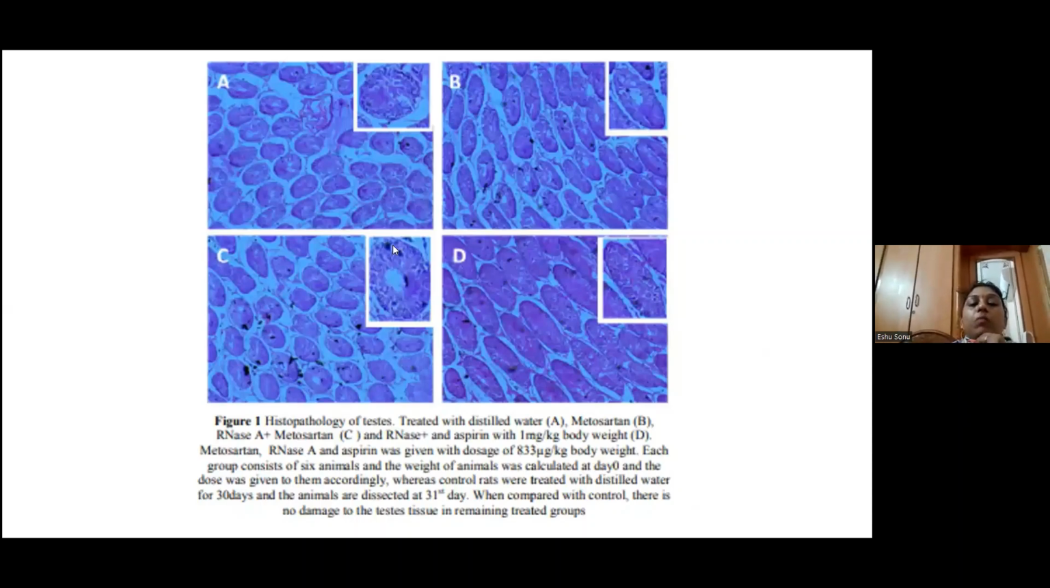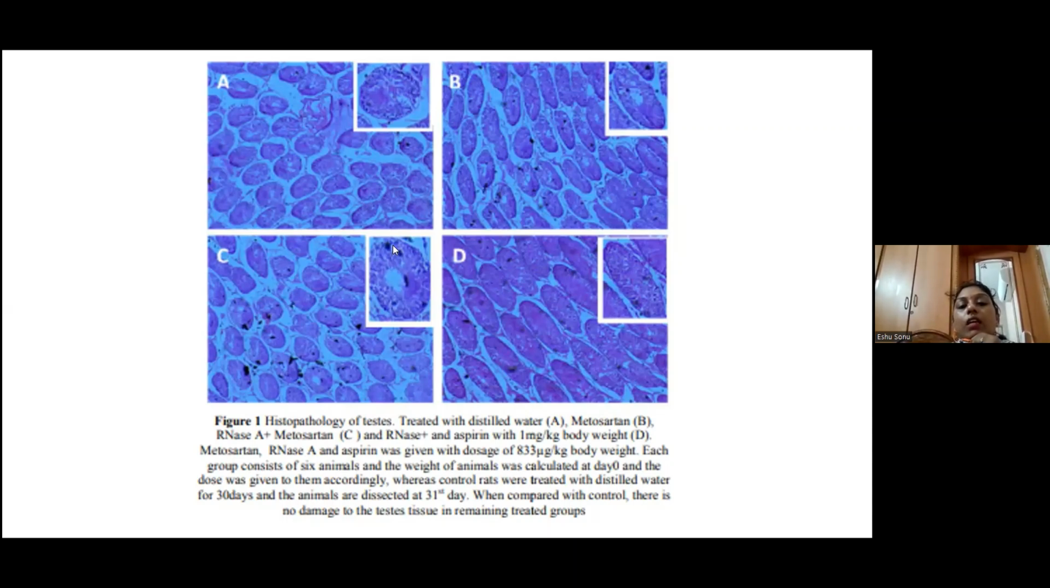This is the in vivo treatment, where male rats are treated with the drug metosartan in vivo for 30 days. After that, we picturize the result after histology sectioning. You can see the first, A, is the control, where we injected the rat with distilled water, second is metosartan, third one is RNase and metosartan, and fourth one is RNase and aspirin. Here aspirin is taken as a positive control, where it induces apoptosis.